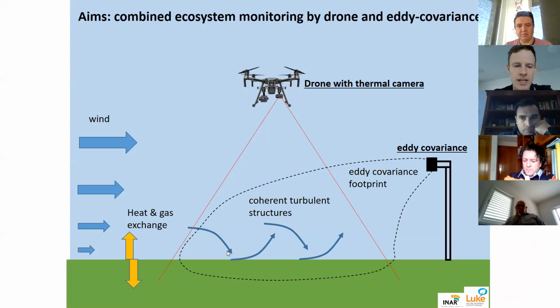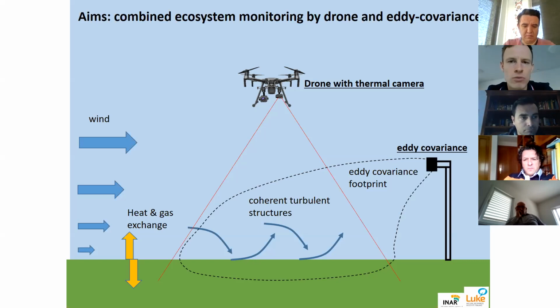So the main idea here is that we have two independent data sources covering the same natural processes. We have a drone with a thermal camera aiming at the ground in hovering flight and recording a thermal video. But we also have eddy covariance, which is recording heat fluxes using high-frequency recordings of wind components and air temperature.